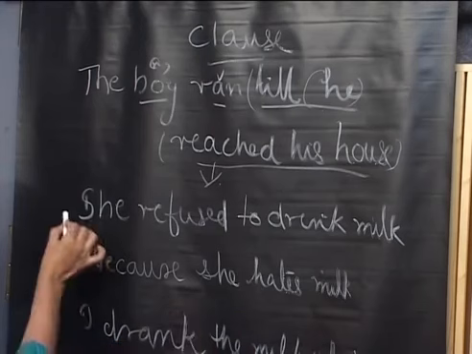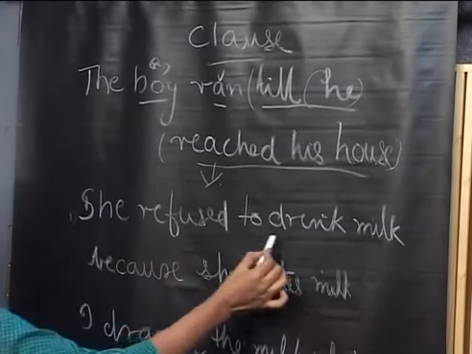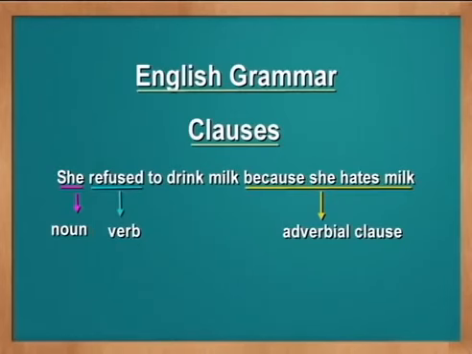Now, let us come to this sentence. She refused to drink milk because she hates milk. So, she is a noun, refused is the verb, refused to drink, then because she hates milk, the entire thing stands for an adverb, or in other words we call this an adverbial clause.